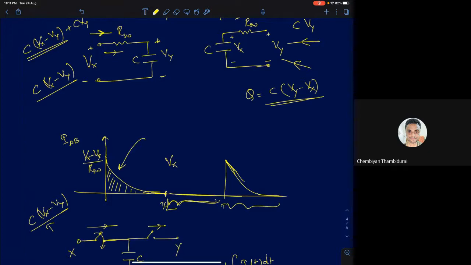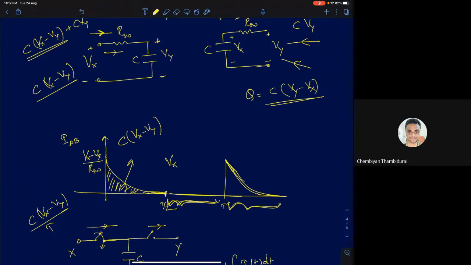Now if I plot the current waveform drawn at the input terminal, at the node Vx, it will look something like this. The peak current is going to be (Vx minus Vy) divided by RSW, where RSW is the switch resistance, and then it will decay down to 0 within T by 2 seconds. And the same process continues. In the next half cycle, there is no current drawn from Vx. In the next half cycle, you are going to draw current from Vx. If the switch resistance was 0, what will be the area under this graph? That will simply be C into (Vx minus Vy).